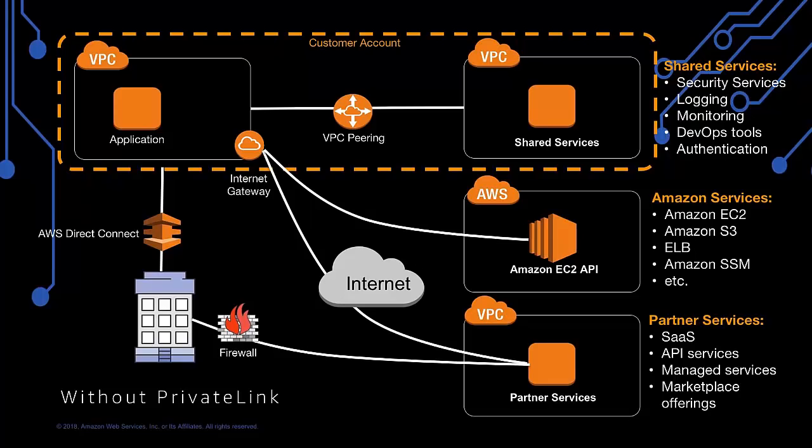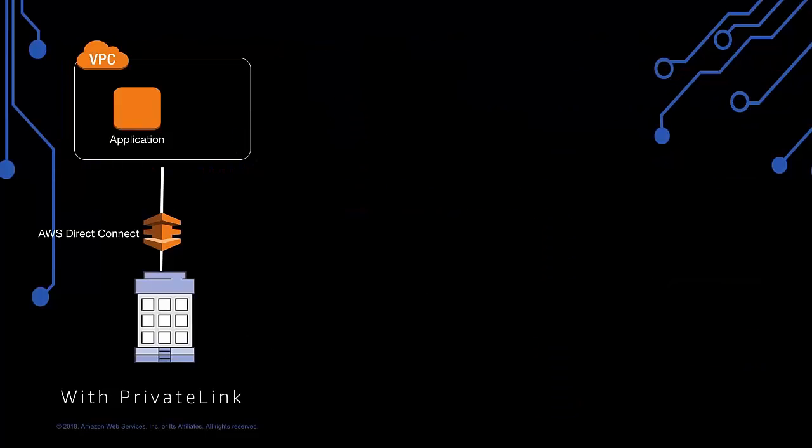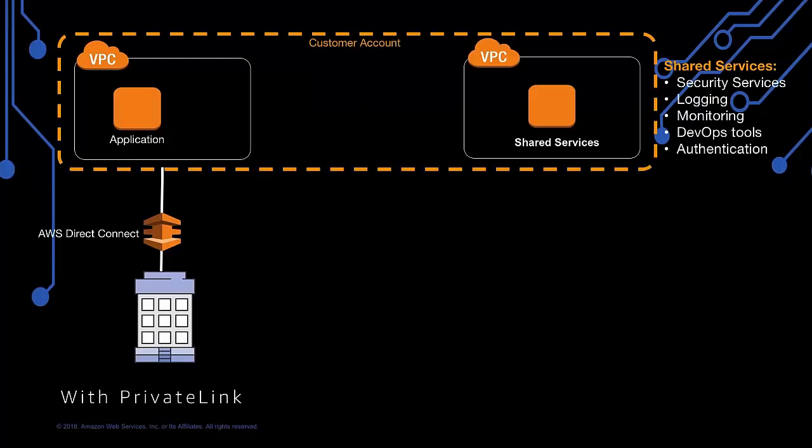So with PrivateLink, what does this look like? Let's break it down. All right, so we have our same application, same shared services model. And in this case, instead of doing VPC peering, we'll put a network load balancer in front of our services. And then we will connect that through PrivateLink. And it'll show up as a network interface in our VPC. So now we don't have to use peering. We'll get into why this model is better than peering here in a little bit.